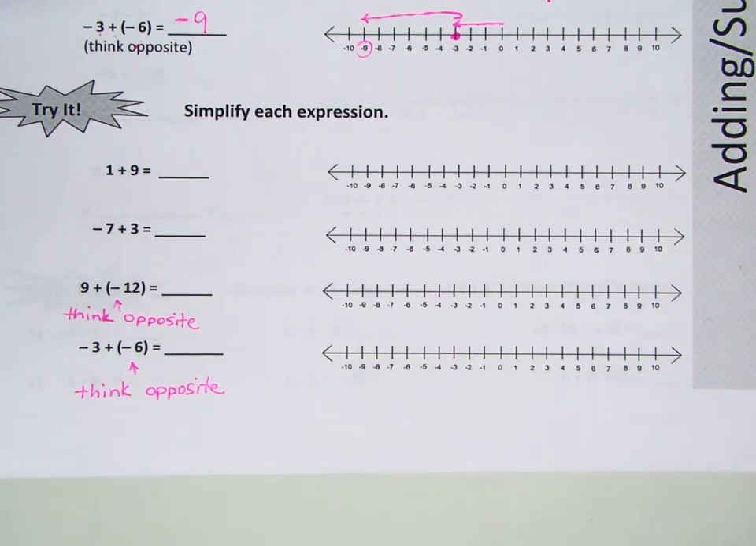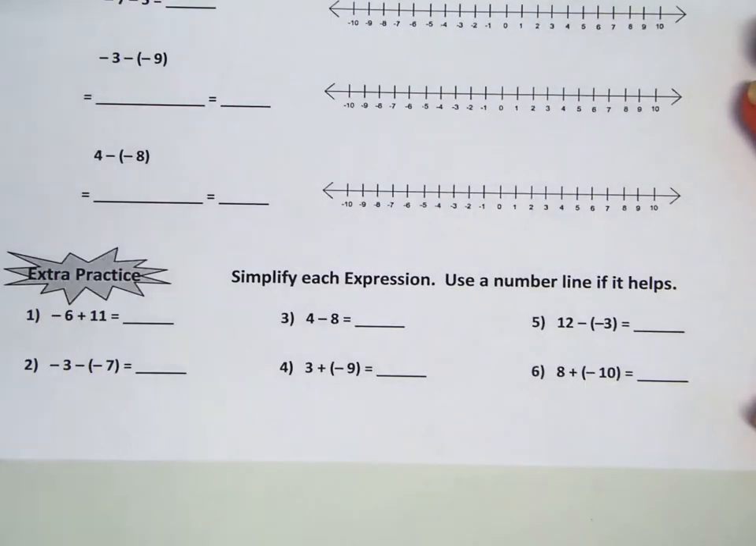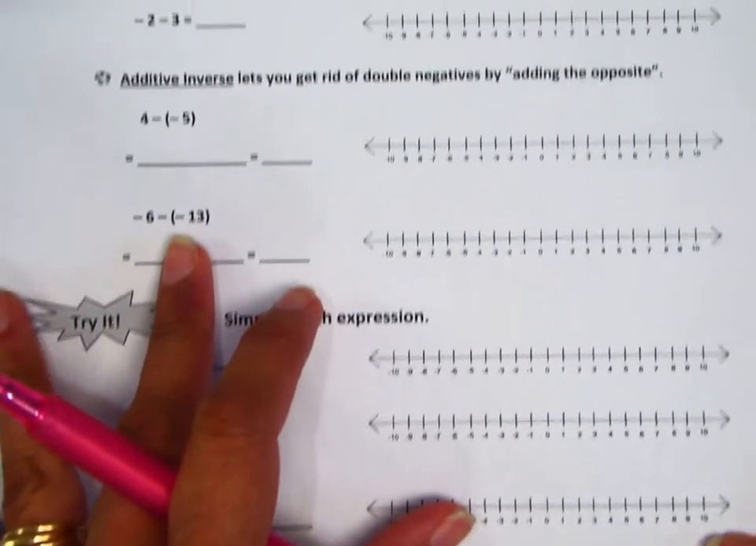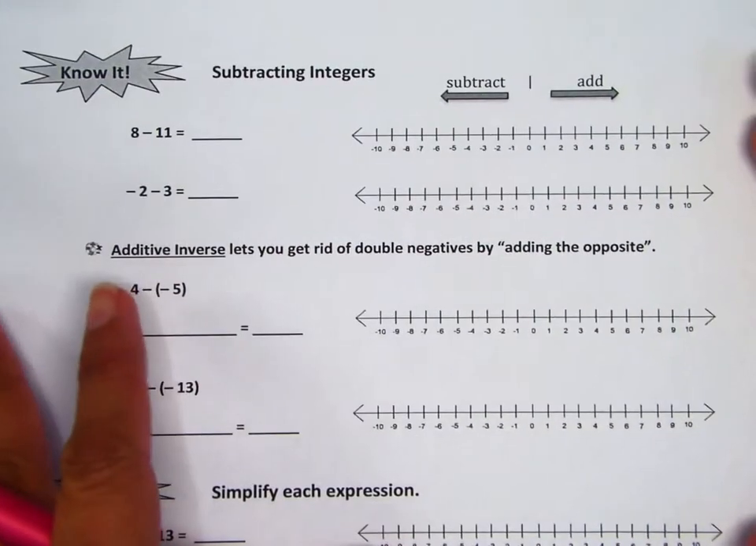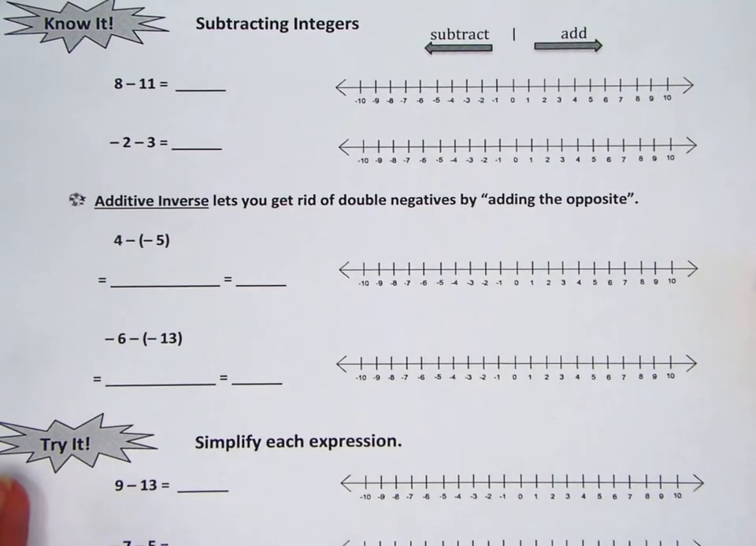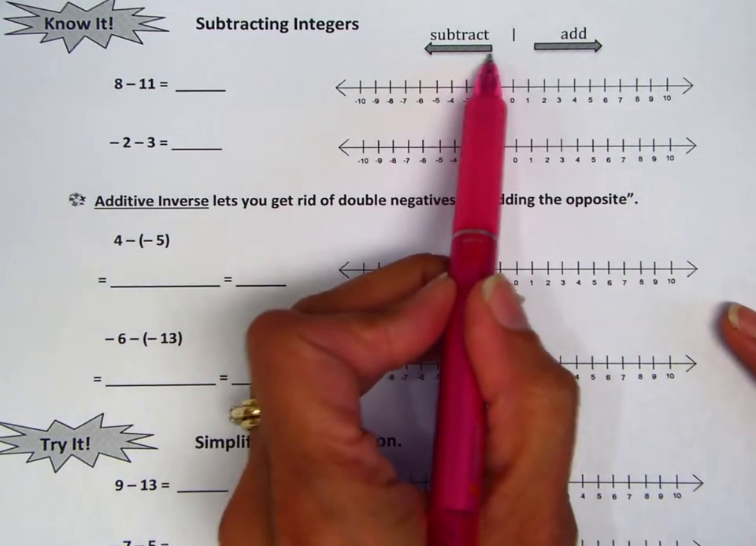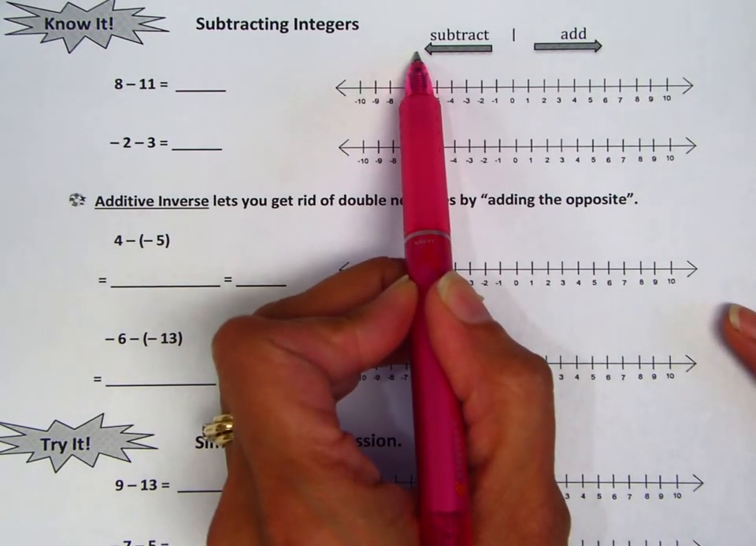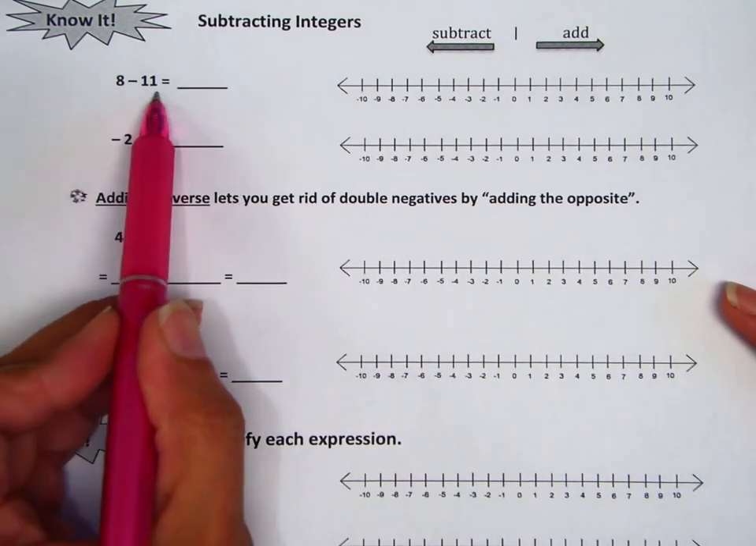Once you complete that section, we will move on to subtracting integers. So let's try the subtracting integers. It's similar to adding, only this time subtracting moves towards the left. So let's try 8 minus 11.